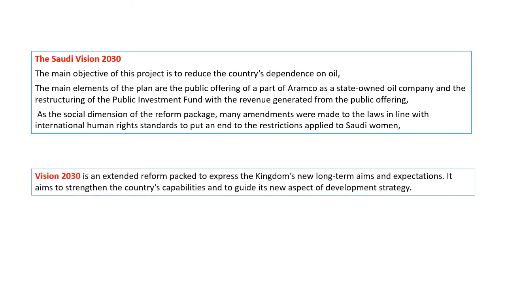Vision 2030 is an extended reform pact to express the kingdom's new long-term aims and expectations. It aims to strengthen the country's capabilities and to guide its new aspect of development strategy.